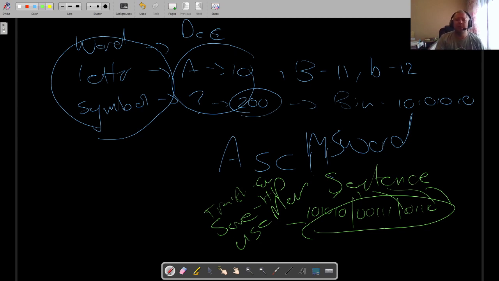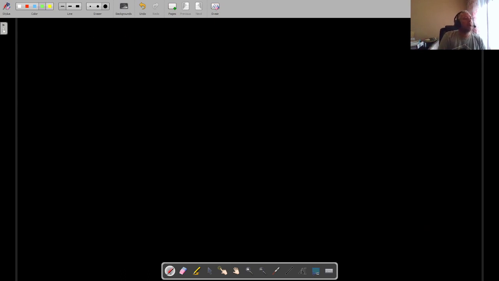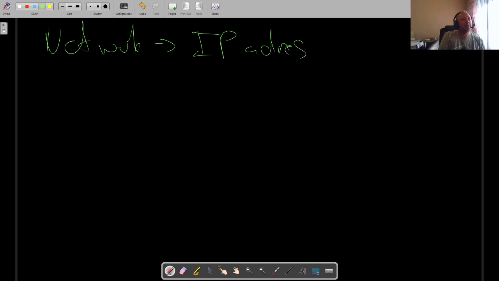Normally, we as humans don't need to worry about what is the decimal value for D, and then how do we convert that to binary so that the computer can understand that. We don't really worry about that in normal day-to-day environments. But when we're talking about networks, and specifically IP addresses, this is where the conversion from binary to decimal or from decimal to binary do come into play.